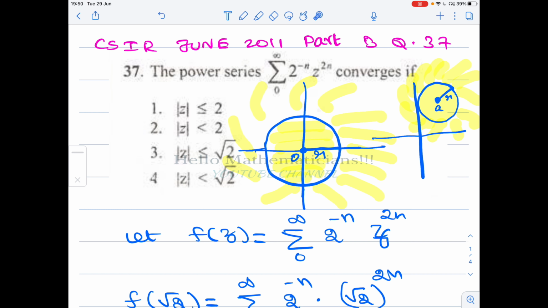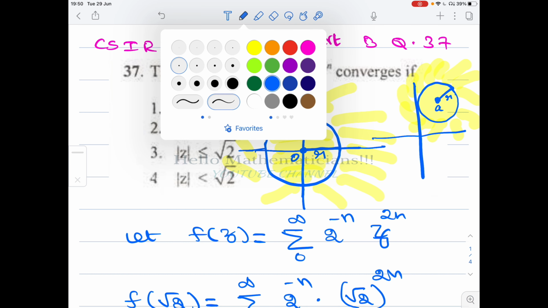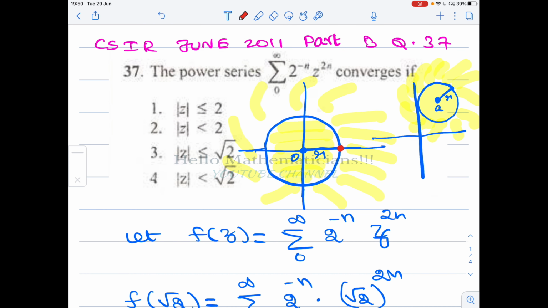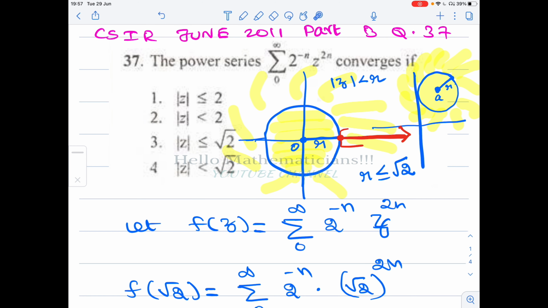Therefore, root 2 can be either on the circle, or somewhere outside, in the real line. Therefore, you have a circle whose radius is at most root 2, and outside that circle, at all the points, our power series is divergent.